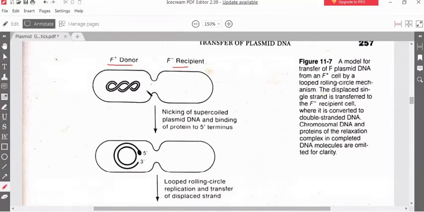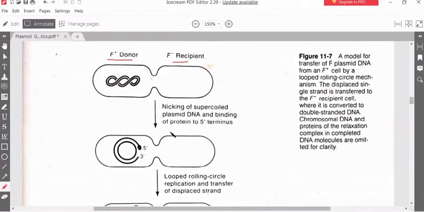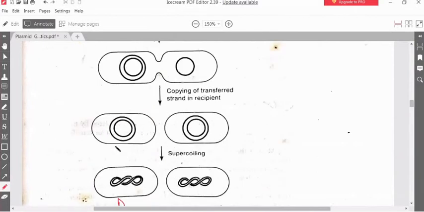not the F plasmid itself, it is a copy of the F plasmid, because after the conjugation, the donor also retains the copy of the plasmid. As you can see, the donor also retains the copy of the plasmid, but a copy of the F plasmid is getting transferred to the recipient cell, and now the recipient becomes the donor.